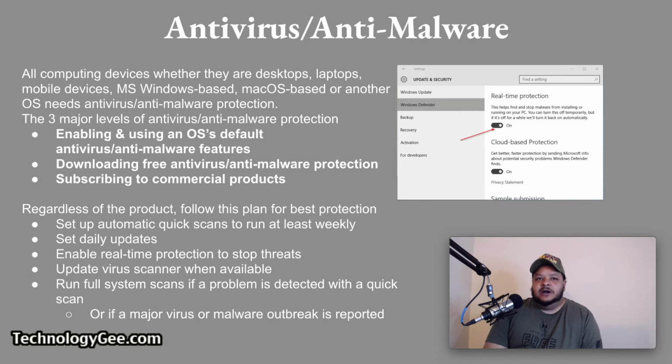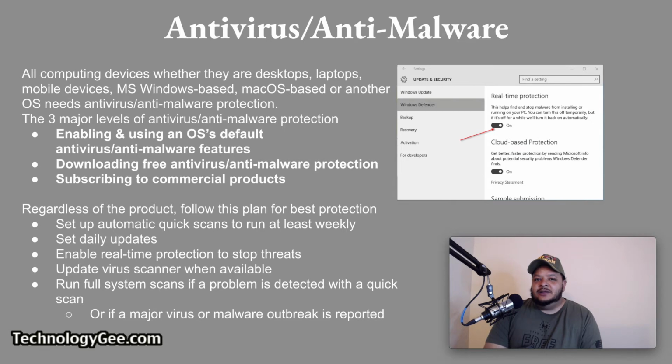Antivirus, anti-malware. All computing devices, whether they are desktops, laptops, mobile devices, Microsoft Windows based, Mac OS based, or another operating system, need antivirus or anti-malware protection. Here are the three major levels of antivirus, anti-malware protection. You have enabling and using an operating system's default antivirus, anti-malware features. So Microsoft Windows Defender Security Center, which is in Windows 10, offers protection against threats and also monitors system health.